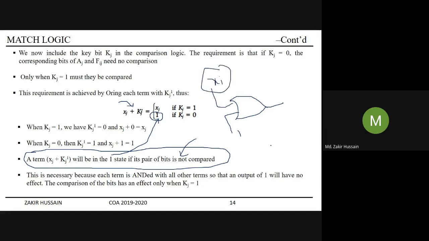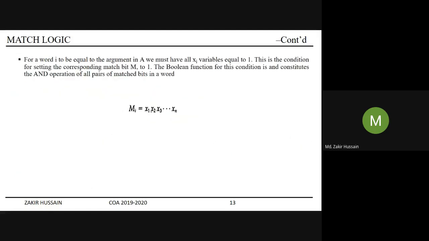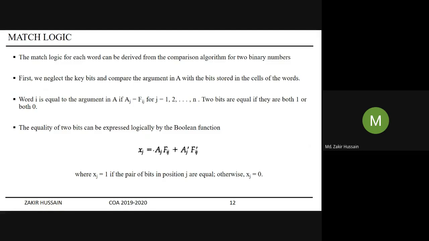What is comparison? When 0 is equal to 0, when 1 is equal to 1, then we are setting XI as 1. If these two are the same, XI is 1. That is what we studied here. If this is 1 and this is 1, or if this is 0 and this is 0, then this is set to 1. The comparison is done here, the simple comparison alone.